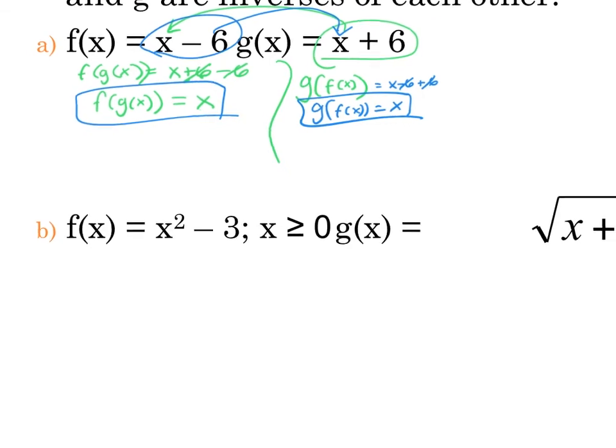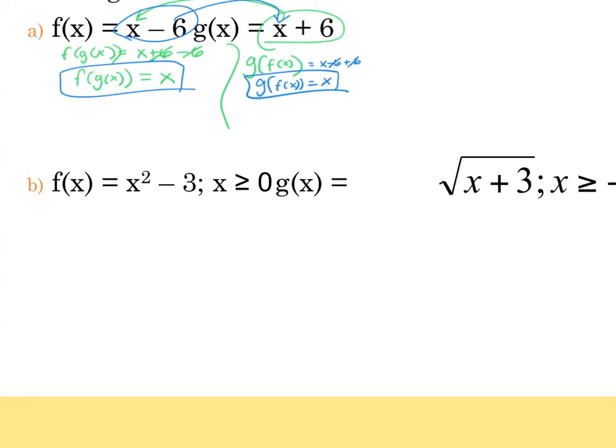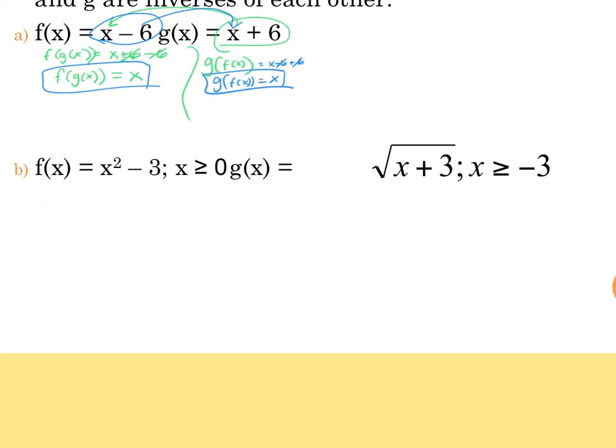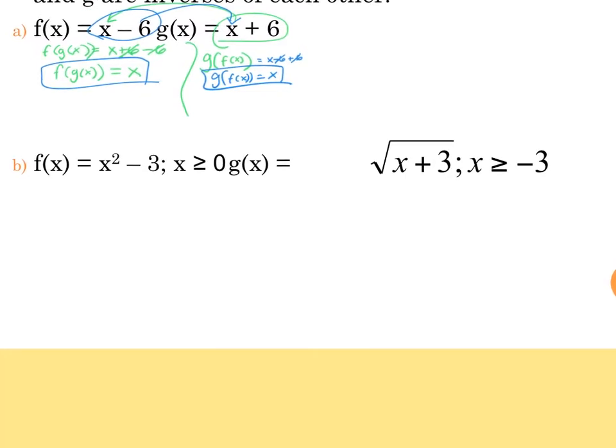Now B says f of x equals x squared minus 3, where x is greater than or equal to 0, and g of x equals square root of x plus 3, where x is greater than or equal to 3. So I'm going to take a picture of this. We're going to come back to this part, ignore the restrictions for now. I'll come back and talk about that in a little bit.